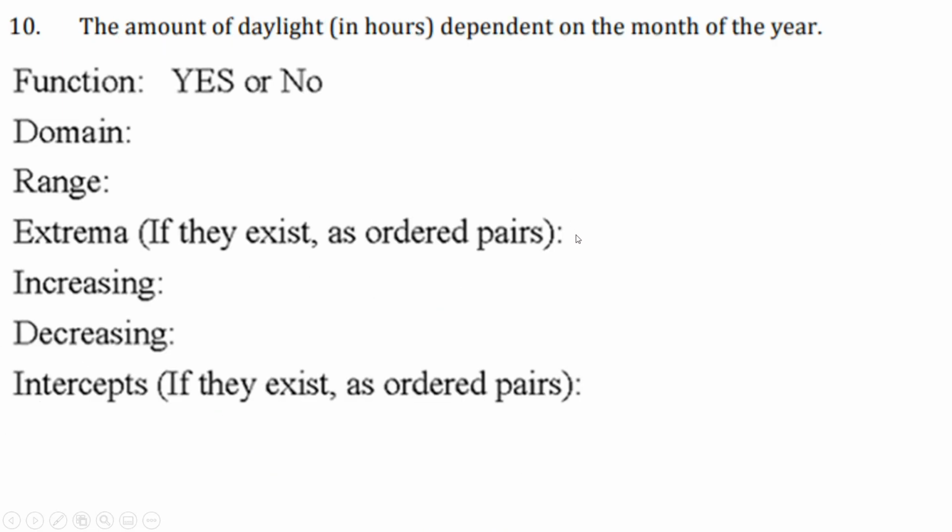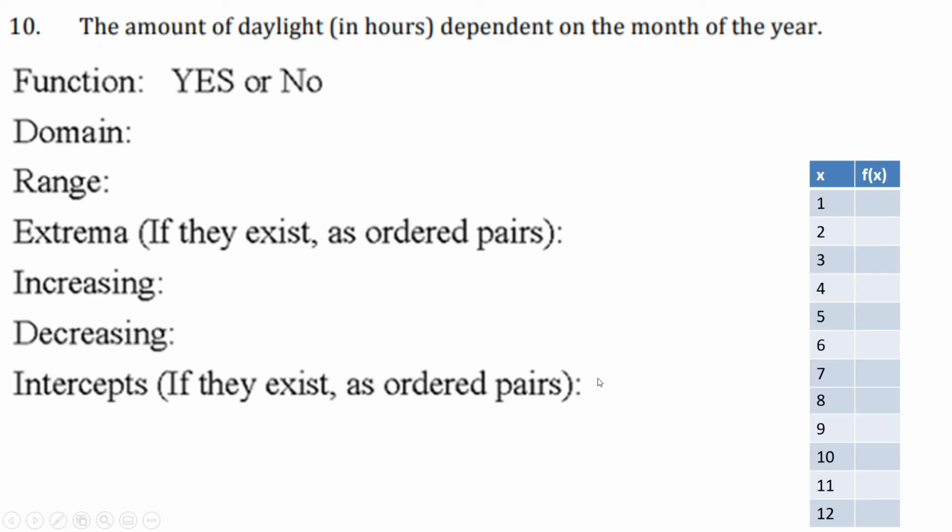Now, number 10. The amount of daylight in hours dependent on the month of the year. Now, you guys, I actually went on the internet and looked at the amount of daylight in Seattle, Washington, and they gave me daily values and I had to convert that to monthly to make this make sense. So I created this table for you guys right here. So the amount of daylight in hours dependent on the month of the year. So x is my month, like January, February, March, April, May, June, July, and so on.